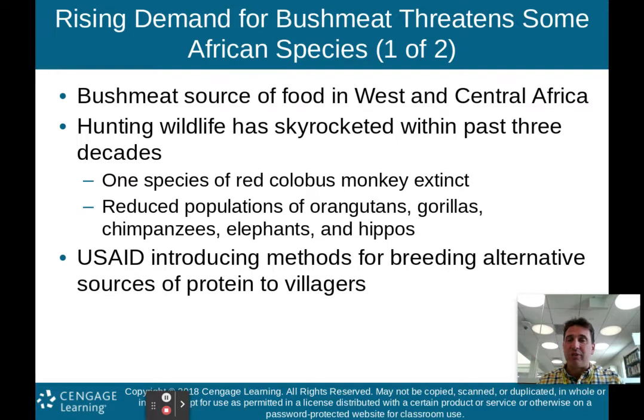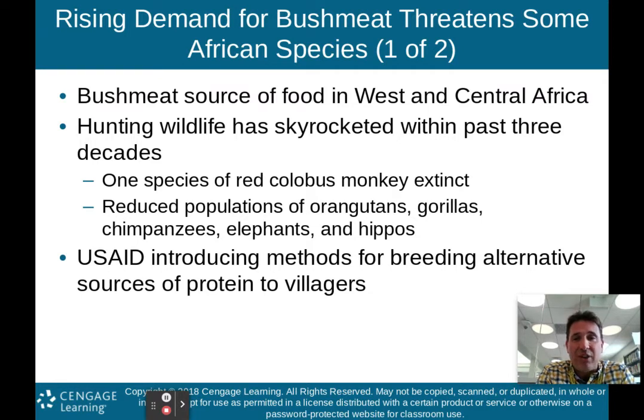So here's another issue that we talk about, that moral issue, right? You have a community that kills bushmeat for food. They want to feed their children, right? So how can you tell them you're not allowed to eat this bushmeat from this endangered species? Again, here's where the immorality of this comes into play. Hunting wildlife has skyrocketed within the past 3 decades. One species of red colobus monkey has already become extinct, and we're seeing reduced populations of orangutans. We spoke about that in part 1 of this lecture on chapter 9: gorillas, chimpanzees, elephants, and hippos.